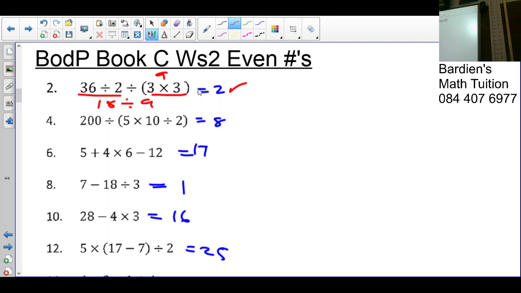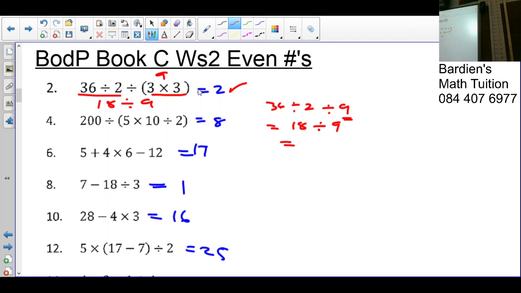For number 2, how did you get 9? Okay, so you do the brackets first. It's 36 divided by 2 divided by 9, yes? 3 times 3 is 9. Where do you get that from? Yes, now there's a 9. I'm on the next step now. Then I divided 36 by 2. And what's 36 divided by 2? 18, yes, which is correct. So it's 18 divided by 9 is? 2, yes. Any other problems with number 2?